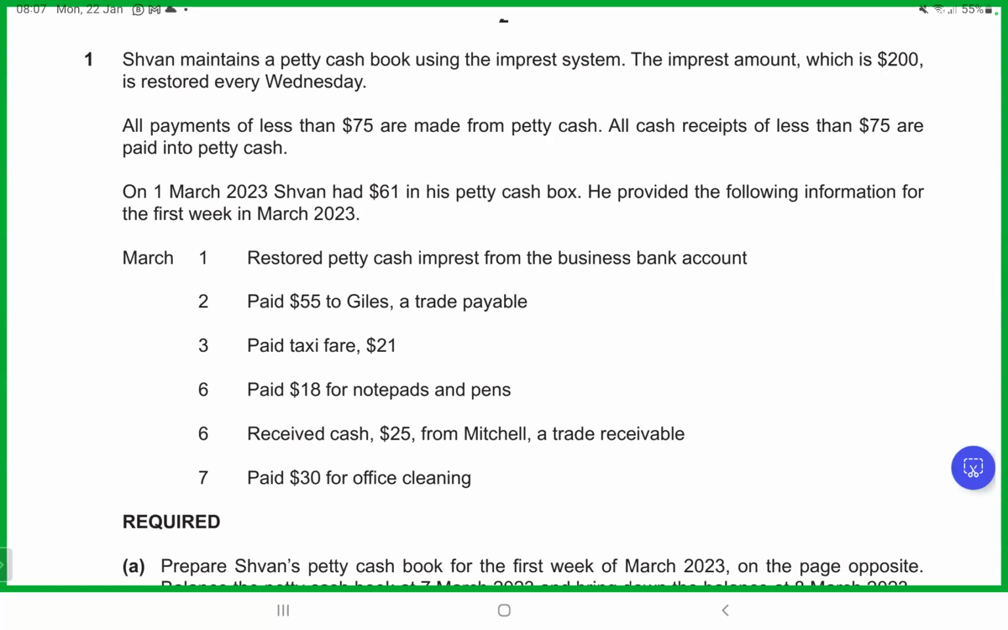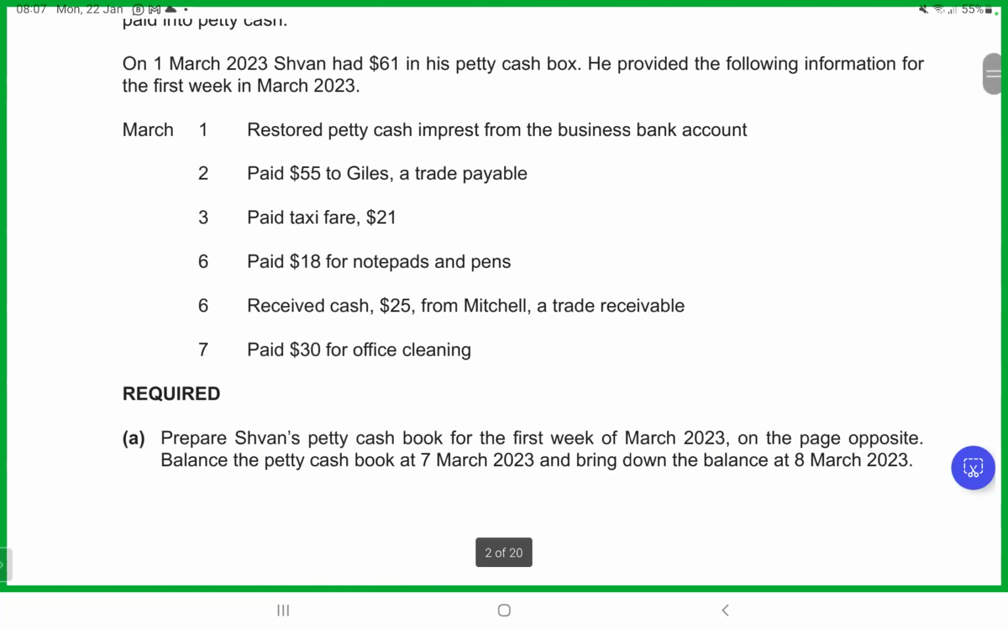So let's start writing down and answering the question, because the question is saying, can you prepare the pet cash book for the first week of March and balance the pet cash book? Let's start preparing the pet cash book.